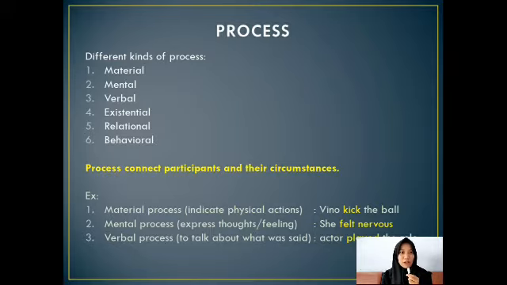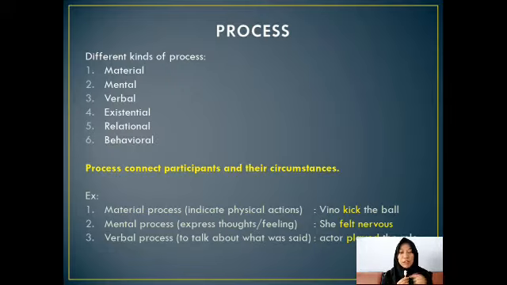In building up a clause, we have three roles which are process, participants, and circumstance. So I will start with process first. Process is used to connect participants and their circumstance. So there are 6 kinds of process which are material process, mental process, verbal process, existential process, relational process, and behavioral process. Take a look at the examples.